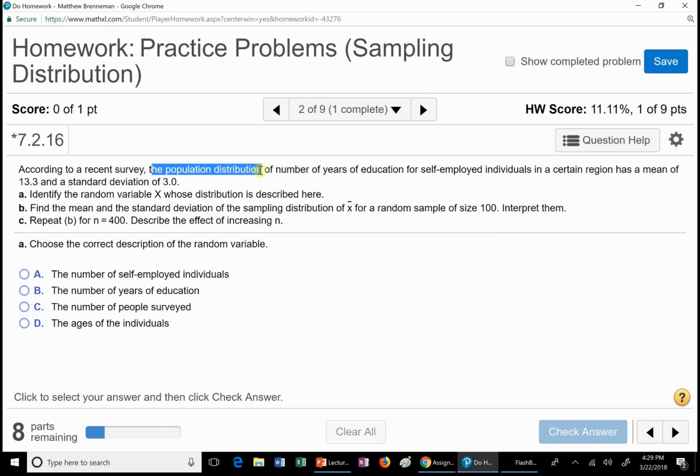Population distribution. Whenever I'm talking about a distribution, I'm talking about a variable. Really important to understand. That's kind of what a variable means. It means you don't have a single value. You have a bunch of values, right? They form a distribution. So it's a population distribution of number of years of education. And the rest is just really describing who they were sampling, right?